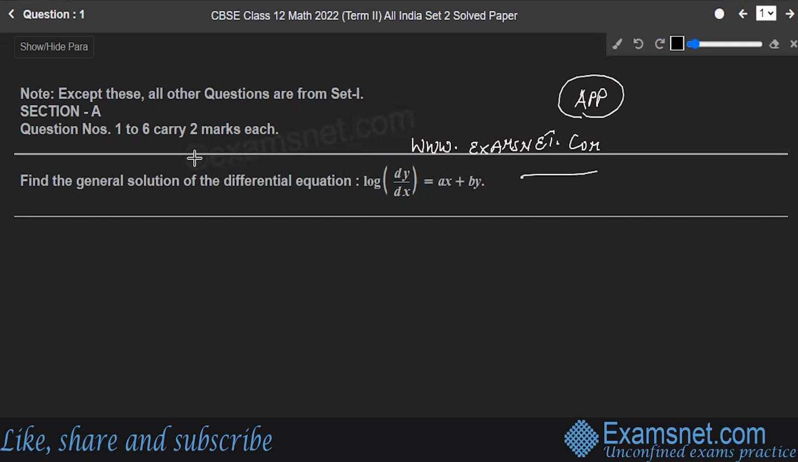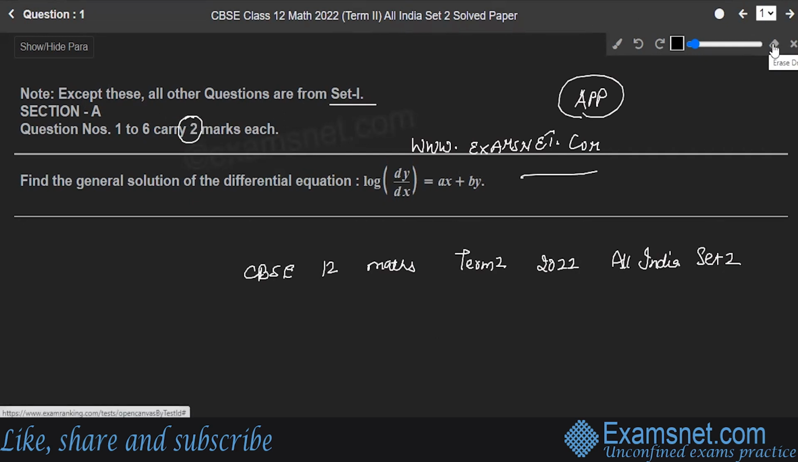And today, students will be solving the CBSE Class 12 Maths Term 2 2022 All India Set 2 paper. This paper will have certain questions that we'll be solving, but except these, all other questions will be from the Set 1. So do visit our video of the Set 1 paper's questions as well. Okay, so let's start with today's paper. I'll be solving the very first question, which is carrying 2 marks from Section A. Let's go. Best of luck.